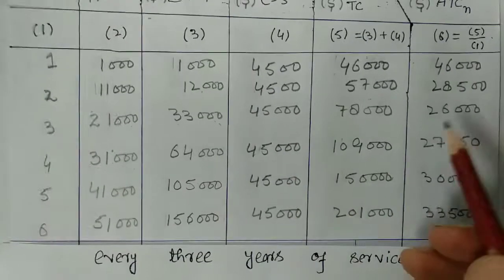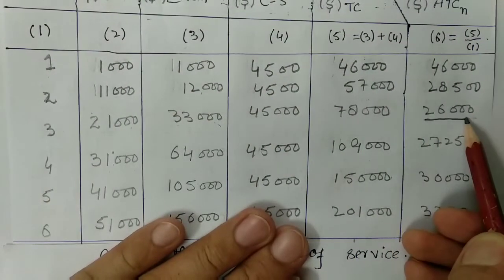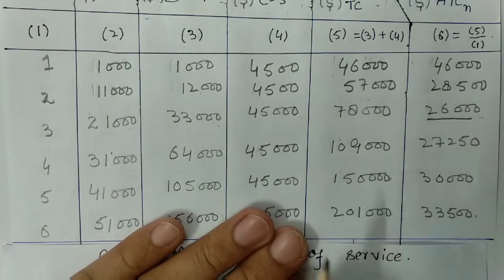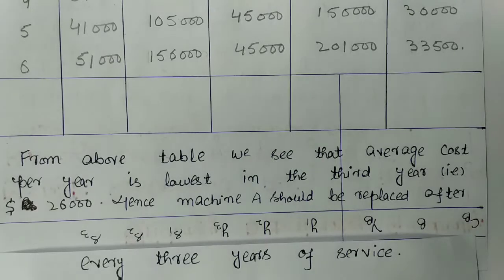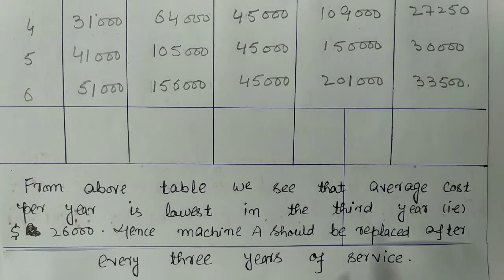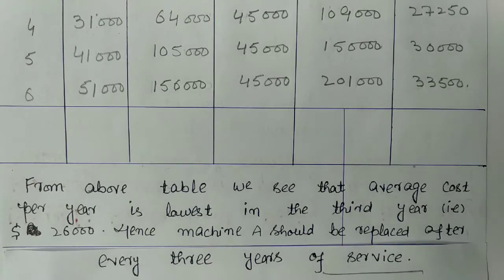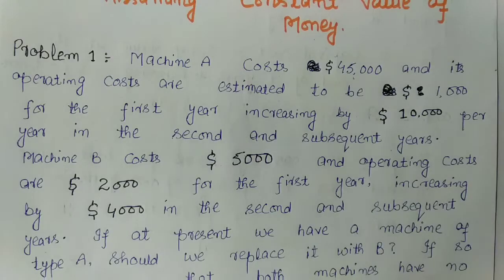If I look here, it is $26,000, which is the lowest average cost. So machine A should be replaced after every 3 years of service. Okay, now I will calculate for machine B.